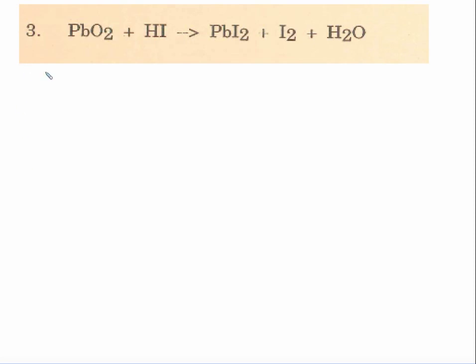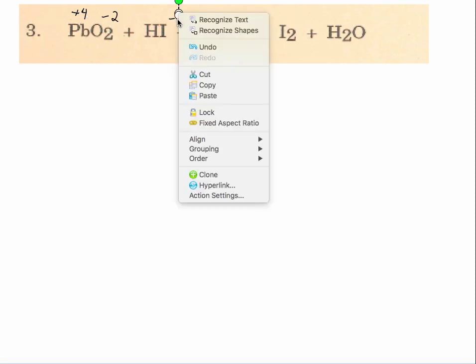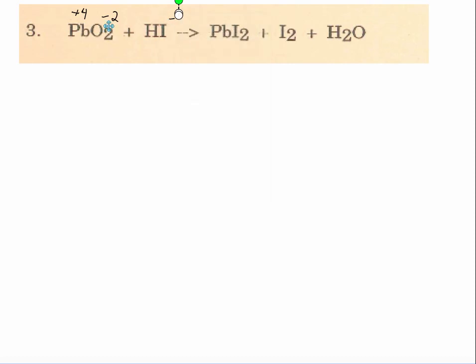Why don't you try to pause the video and assign oxidation numbers, and then come back and see if you do it right. All right, oxygen's -2, always, unless it's with the peroxide. That makes the lead +4. Okay, iodide is always -1.